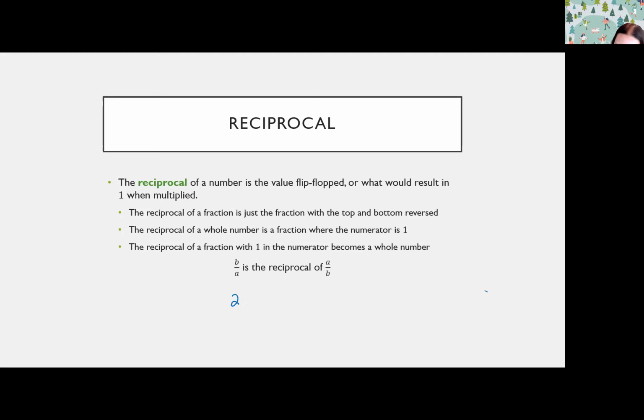So if I have 2, then the reciprocal is 1/2. And if you have a fraction with 1 on top, like 1/3, then the reciprocal is 3. So fractions, like if you have 2/3, the reciprocal is 3/2, but whole numbers become fractions, and then certain fractions become whole numbers, specifically if there is that 1 in the numerator.